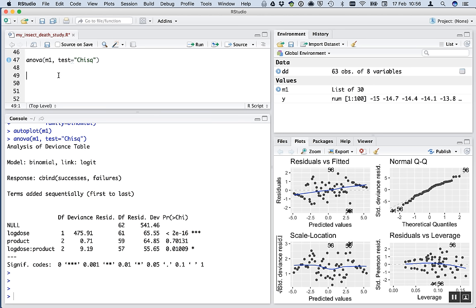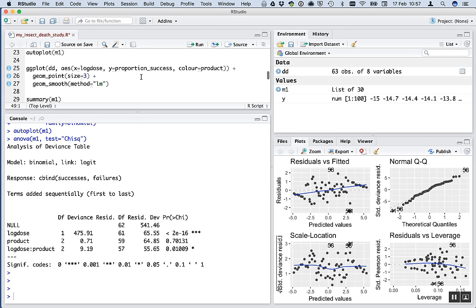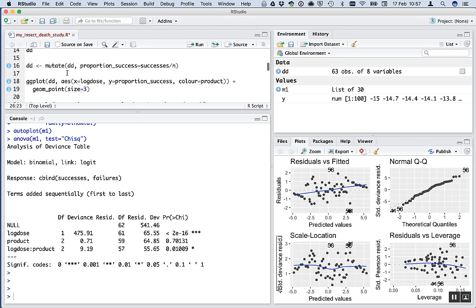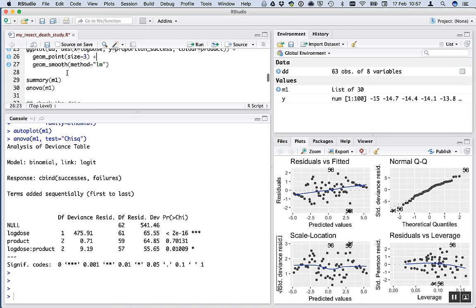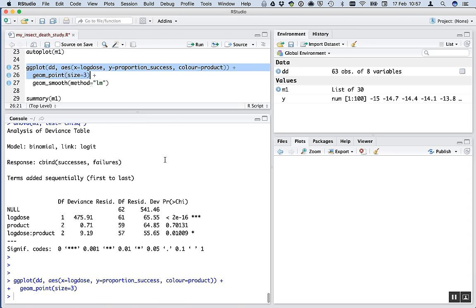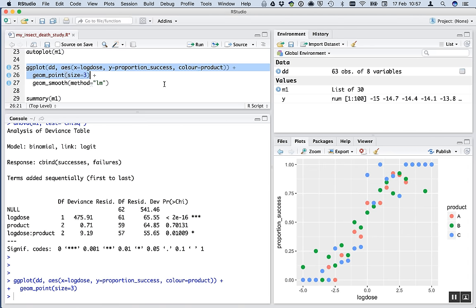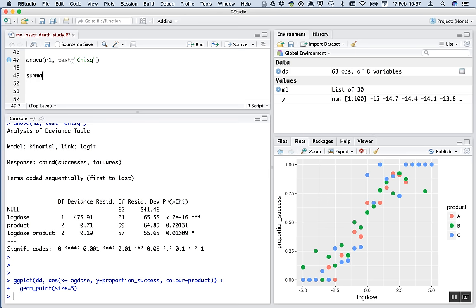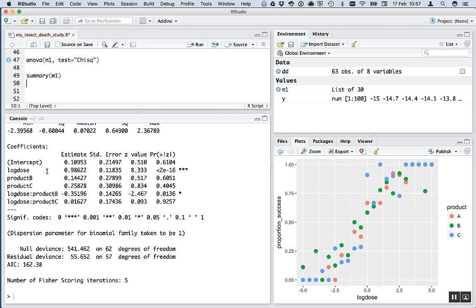Good. So what's the biological interpretation of what's going on here? Let's just plot this graph again without the smoothed lines. There we go. Now let's scoot down as well. Let's get a summary table. Help that tell us what the interactions actually might be. Okay, here's the intercept. That's for product A, so it comes alphabetically. This here is the log dose, that's the continuous explanatory variable.